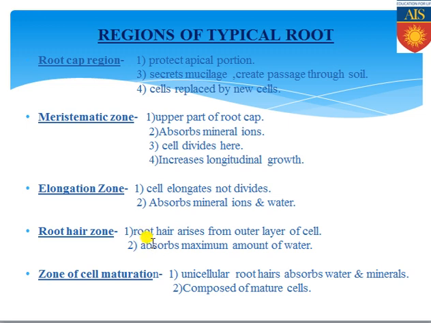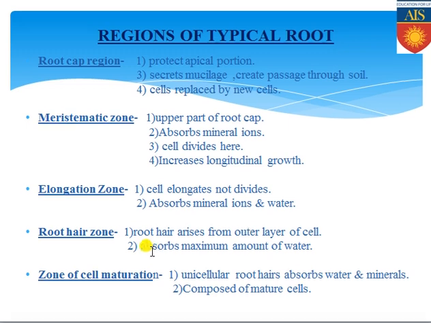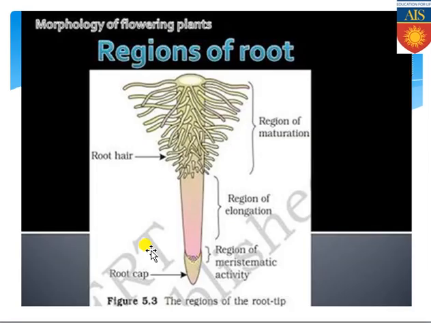Root hair zone. The root hair zone arises from the outer layer of the cell, and it is present above the elongation zone. Root hairs are present here. They are responsible for absorbing the maximum amount of water. If you go to the picture again, just above the region of elongation, this region is commonly known as the root hair zone. The concentration of root hair is quite high, and keep it in your mind, that's why this region is responsible for absorbing water and minerals.